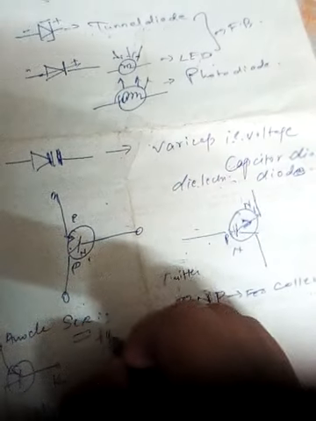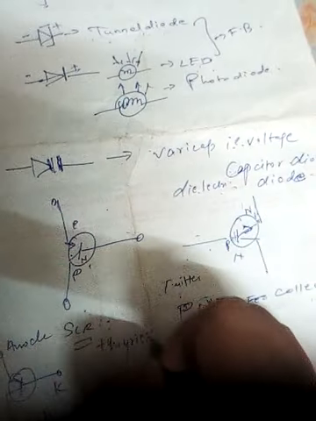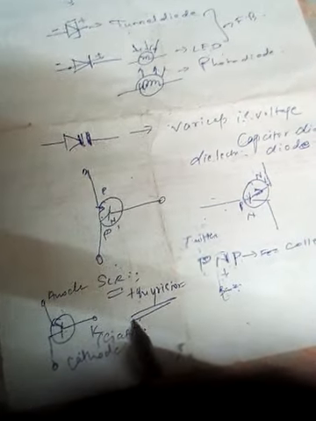Now another one is the silicon control rectifier, SCR. The silicon control rectifier is also called a thyristor. It has an anode, a cathode and a gate current. Okay, this is about the silicon control rectifier.